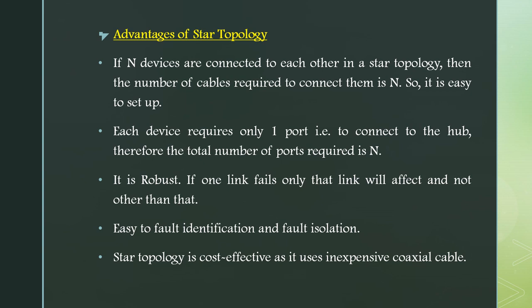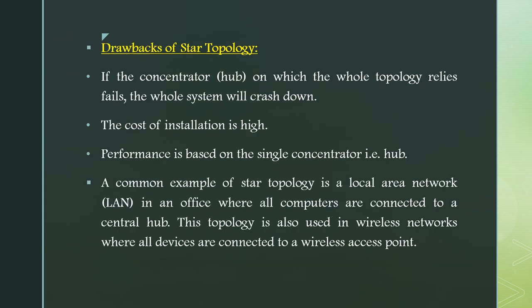Third, it is robust. If one link fails, only that link will be affected and not the others. Fourth, it is easy to identify and isolate faults. Fifth, star topology is cost effective as it uses inexpensive coaxial cable. Drawbacks of star topology. First, if the concentrator hub on which the whole topology relies fails, the whole system will crash down. Second, the cost of installation is high. Third, performance is based on the single concentrator, that is, the hub.